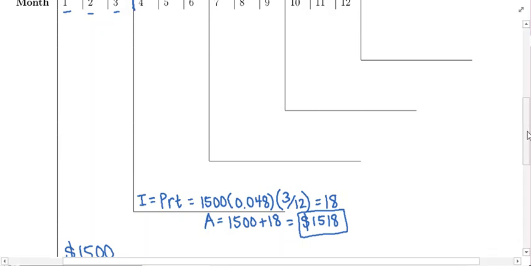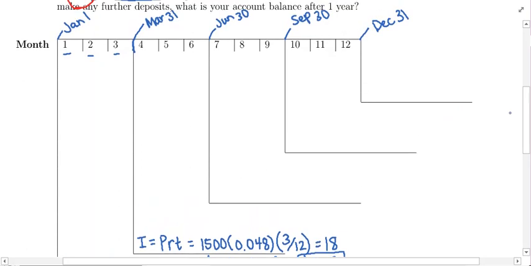So now the $1,518 is going to sit there and earn interest through April, May, and June. And then June 30th rolls around, it's time for another interest payment. So right here at the end of June, we're going to calculate how much interest was earned during the second quarter. Again, you're going to do your principal times your rate times your time. So during April, May, and June, $1,518 was in the bank. That's how much money was earning interest.